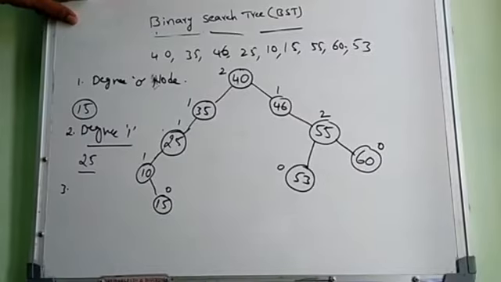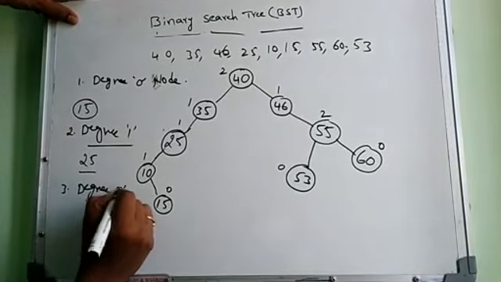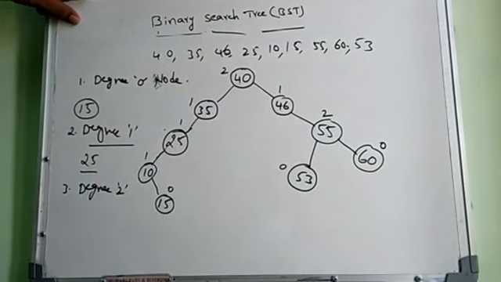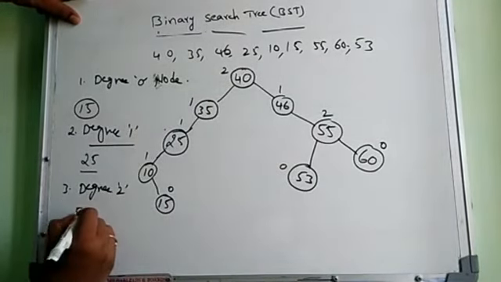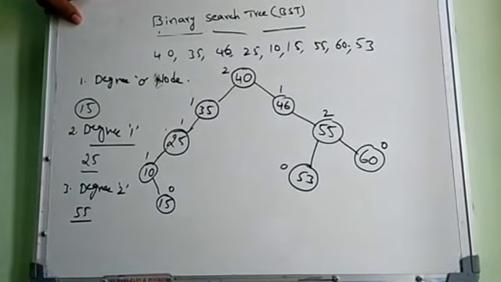Now the third case, with degree 2. If you want to delete a node with degree 2, how many nodes in this binary search tree have degree 2? Here 55 has degree 2 and 40 has degree 2. Suppose I want to delete 55, which has degree 2. What is the rule here? If the degree is 2, what are the rules?